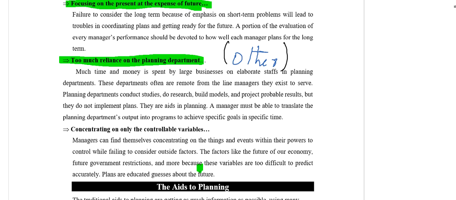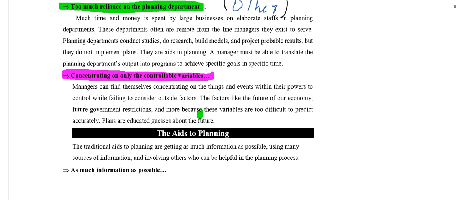And the last hurdle is concentrating only on controllable variables. Students, there are some variables which are controllable and there are some variables which are not controllable. For example, the economy of a country is not in our control. Government restrictions are not under our control, and there are some other factors which are not controllable. So we have to make plans for those variables which are controllable and also those which are not controllable.